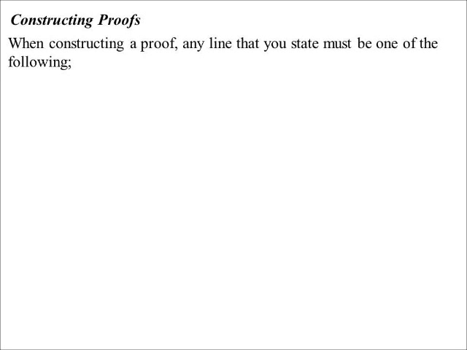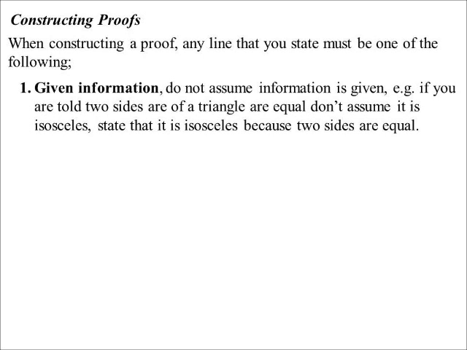So when you are constructing a proof, if you're going to write a line down, you can't just write any garbage down. Okay? You can't just make things up. A line you write down, first of all, it might be given information. They often give you information in the problem. So we know that to be true. We can write it down. Okay? So, mind you, don't assume that they've given you information they haven't.